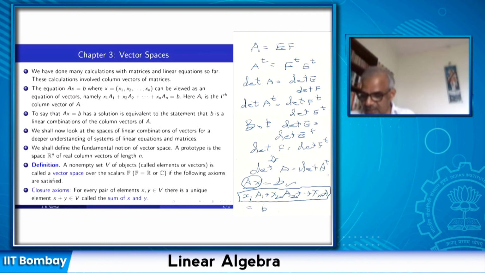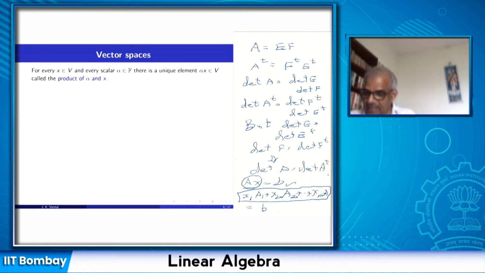The first closure axiom deals with addition of vectors. Okay. So for every pair x and y in V, there is a unique vector called x plus y. And for every x in V and for every scalar alpha, there is a unique element alpha times x. This is called the scaling. We are scaling the vector by alpha. Alpha is a scalar. It can be a real number, it can be a complex number, it can vary over a finite field. But when we define a vector space, we fix our set of scalars. Okay. So F is that set of scalars.